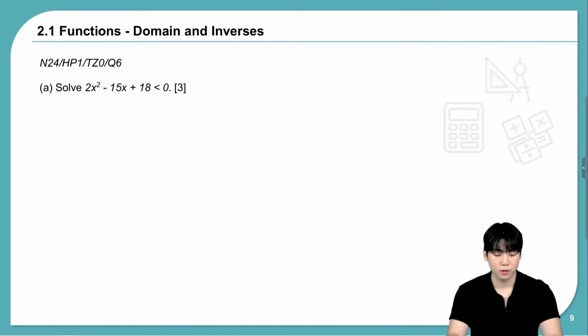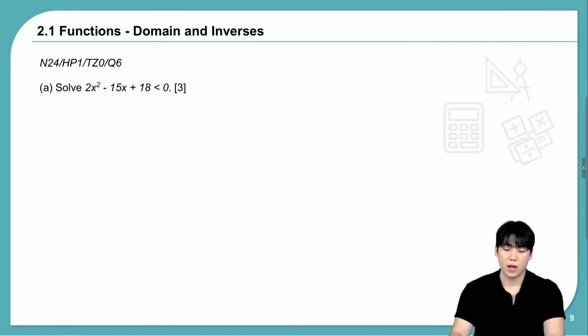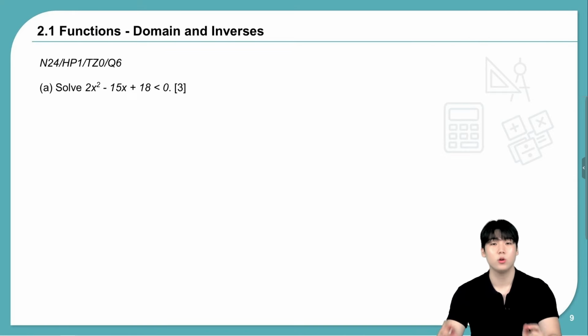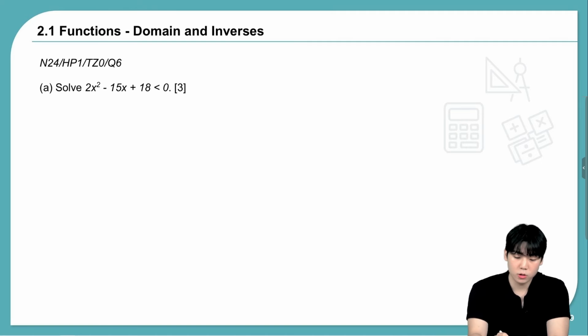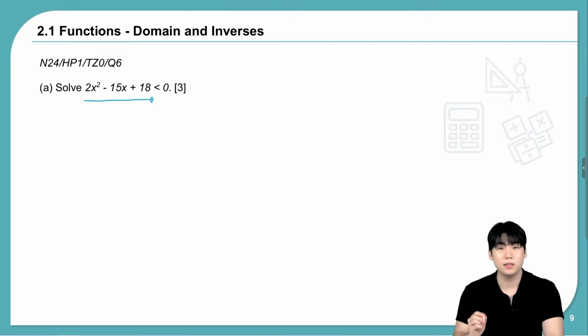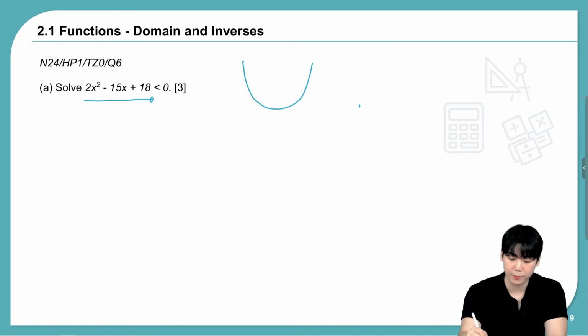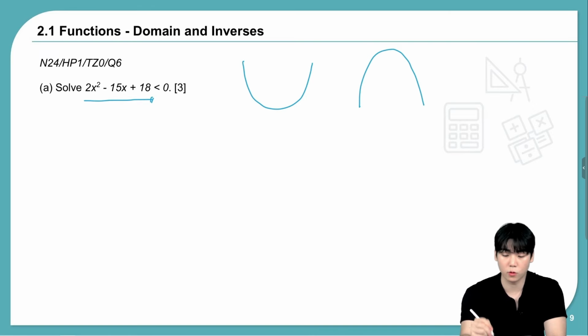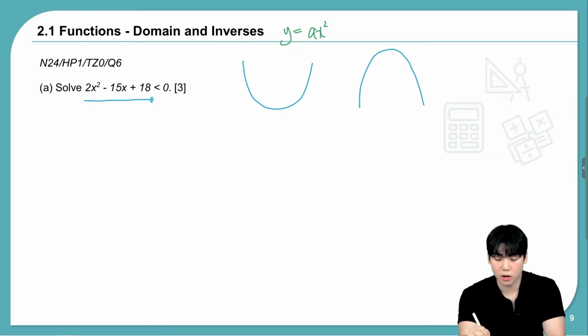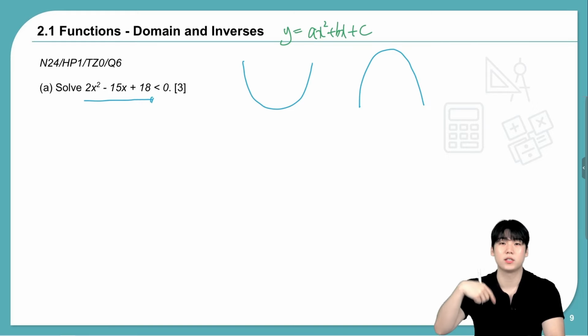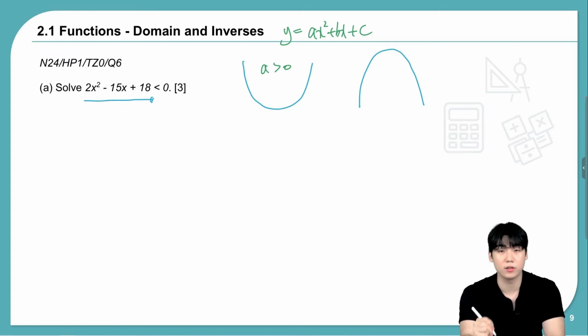Well, very simple, very straightforward. Solve blah, blah, blah. This is a quadratic inequality, right? To solve the quadratic inequality, I suggest you graph it, okay? So, 2x squared minus 15x plus 18 is a happy face, right? I mean, there's two different types. There is a happy face and a sad face. Given by the general form of quadratic equation, which is y is equal to ax squared plus bx plus c. If it's a happy face, that means a is greater than 0, which is the coefficient of the highest power. And if it's a sad face, that means a is less than 0.